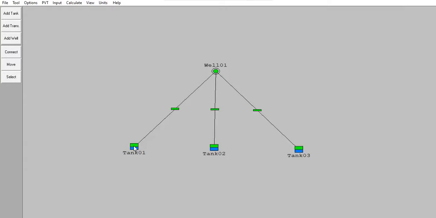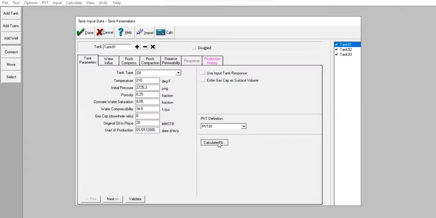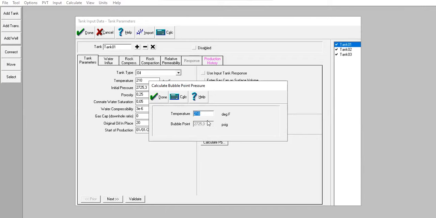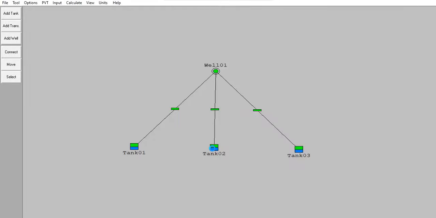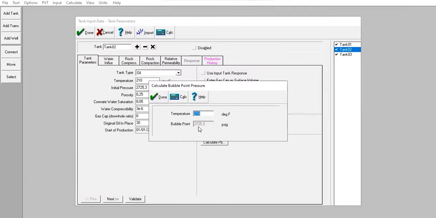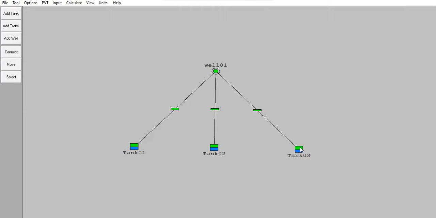We will check the tank 1. Now the bubble point is correct already, 2725.3. Tank 2, so far so good. Usually as an engineer, you will have this same problem in your daily job, doing MBAL simulation or other analysis.